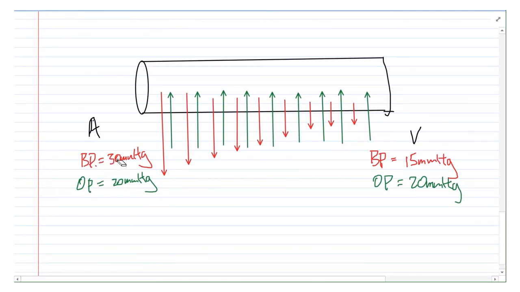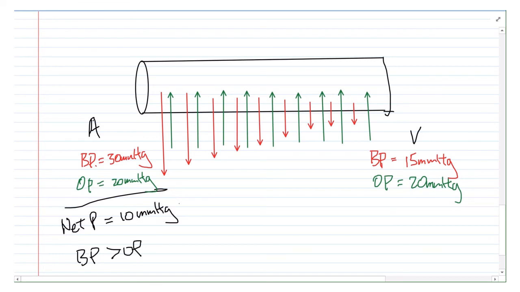If you take a look at this, you have 30 units of pressure pushing fluid out, and you have 20 units of pressure pulling fluid into the capillaries. So if you add them up, you would have a net pressure of 10 mmHg. Because the blood pressure is greater than the osmotic pressure, you will have a net pressure of 10 mmHg out. That means on the arterial side, you will experience fluid loss.